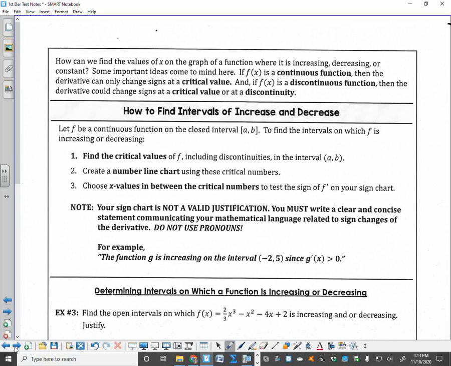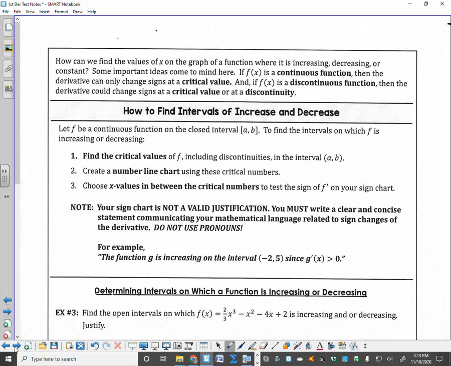So let f be a continuous function on the closed interval a to b. Find the intervals on which f is increasing or decreasing. Now, step number 1, find the critical values, including discontinuities, on the interval a to b. Number 2, create a number line chart using these critical numbers. Choose x values in between the critical values to test the sign of f prime on your sign chart.